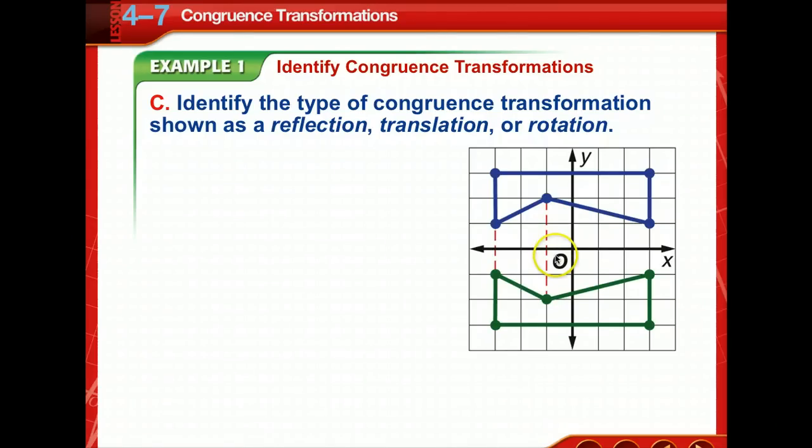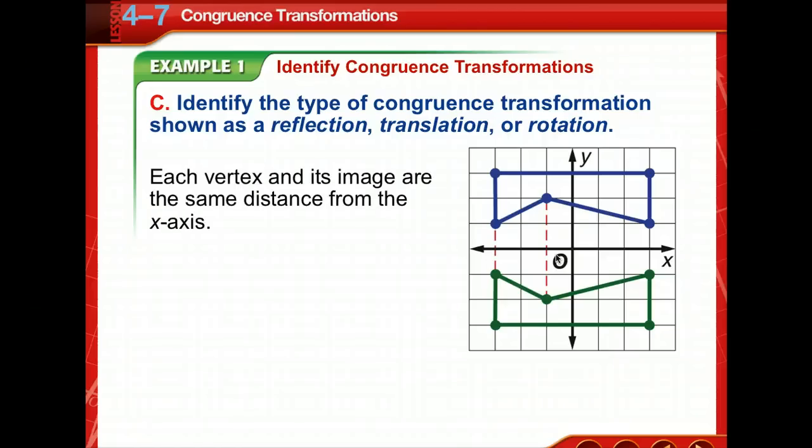Identify this type of congruence transformation. Each vertex and its image are the same distance from the x-axis. Notice they're each one. So this is a reflection.